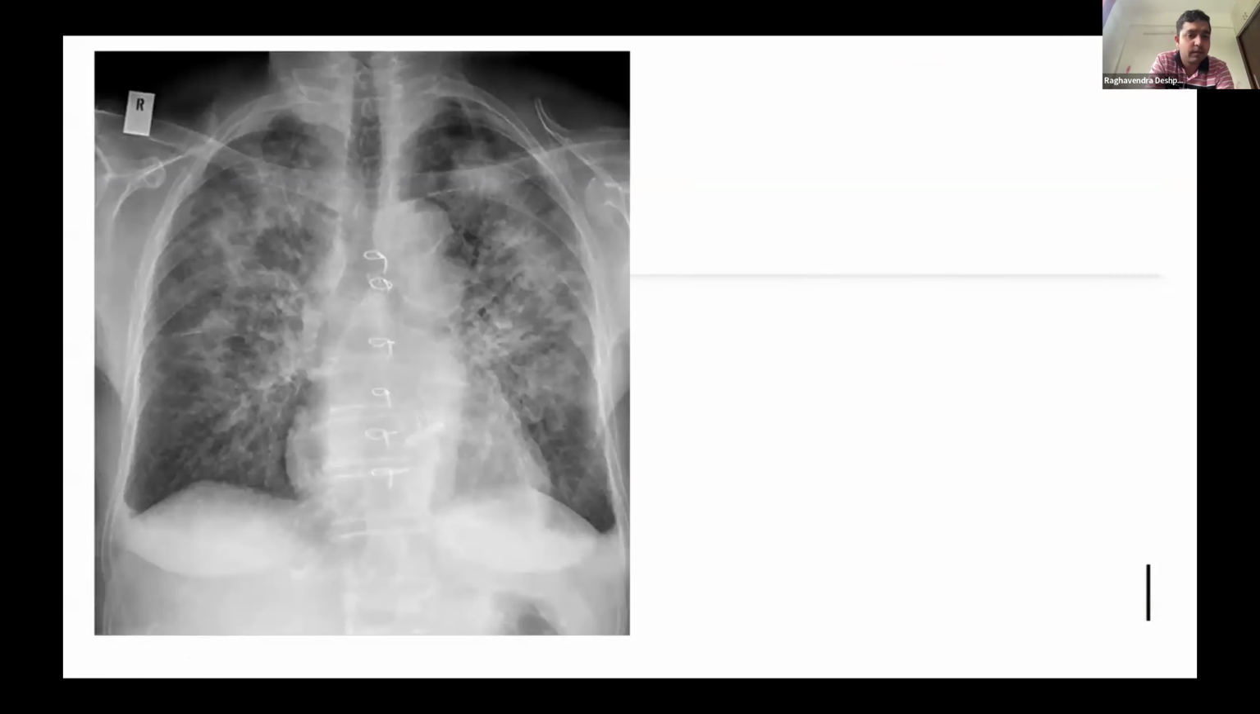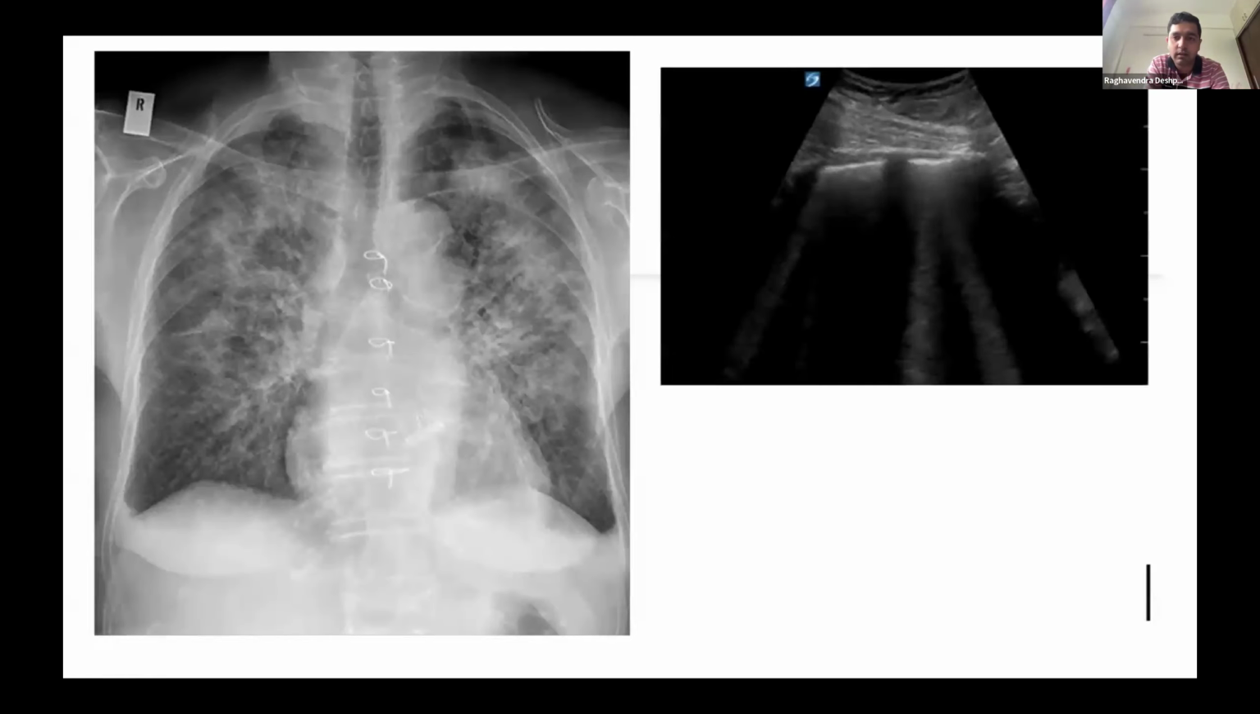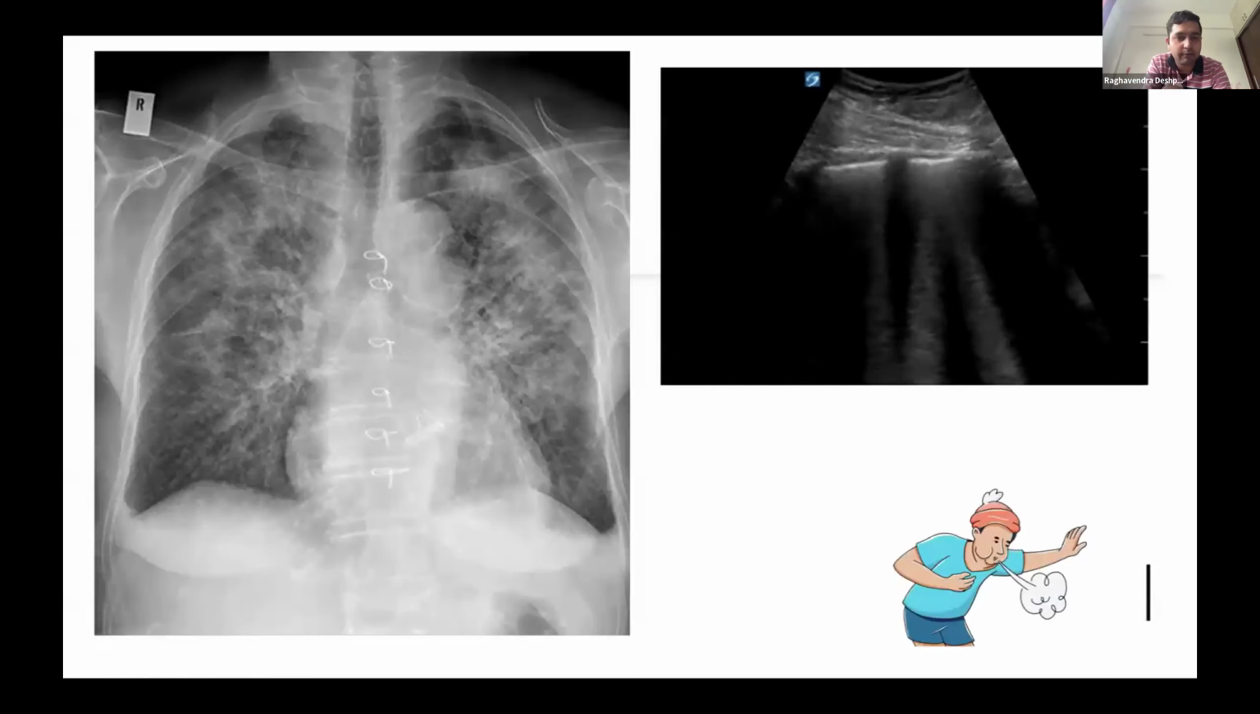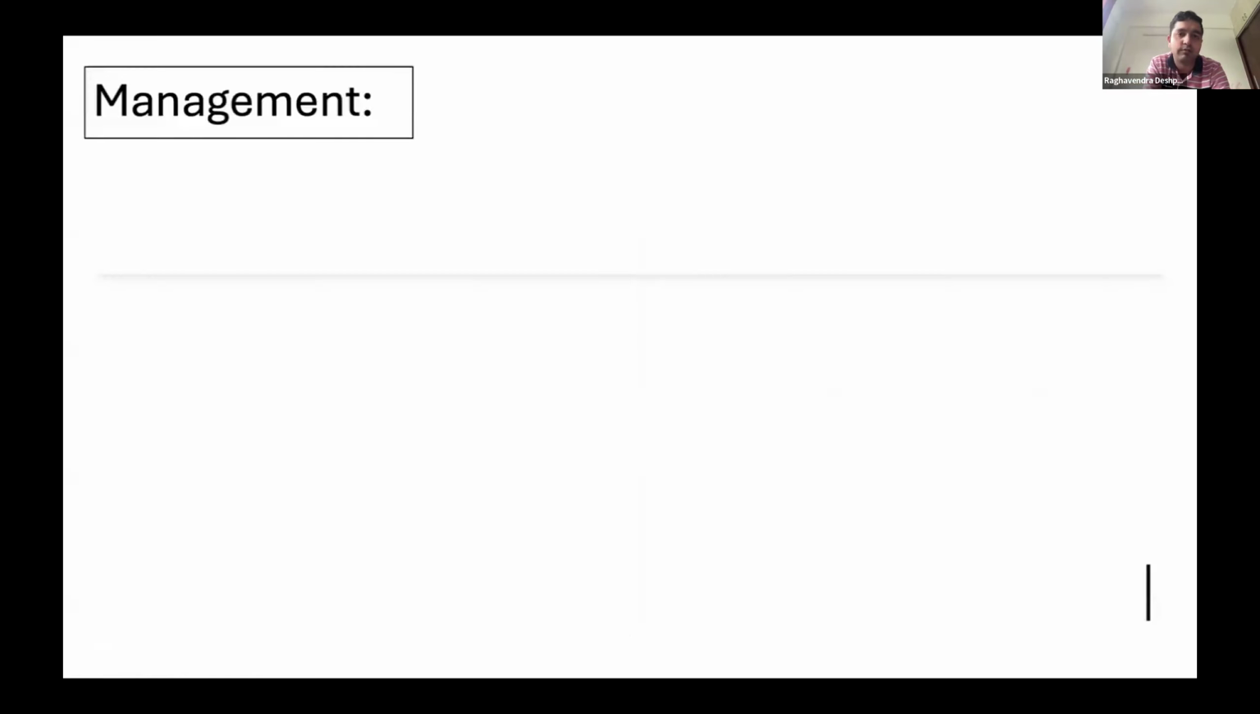Apart from that, we have to get the X-ray done. This is the typical finding of a bat-wing appearance, which is usually seen in pulmonary edema. And one more important investigation that we have to do at the bedside is ultrasound. Point of care ultrasound, where we find the B lines, which is evidence of pulmonary edema. And our patient still has breathing difficulty and chest pain. Why? Because we have not started the management yet.